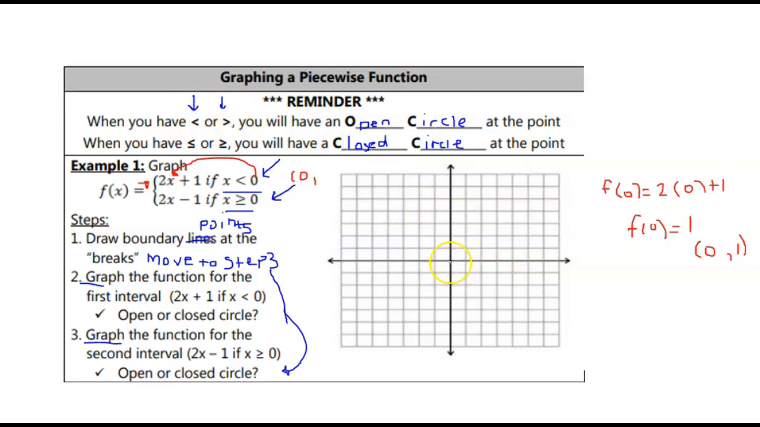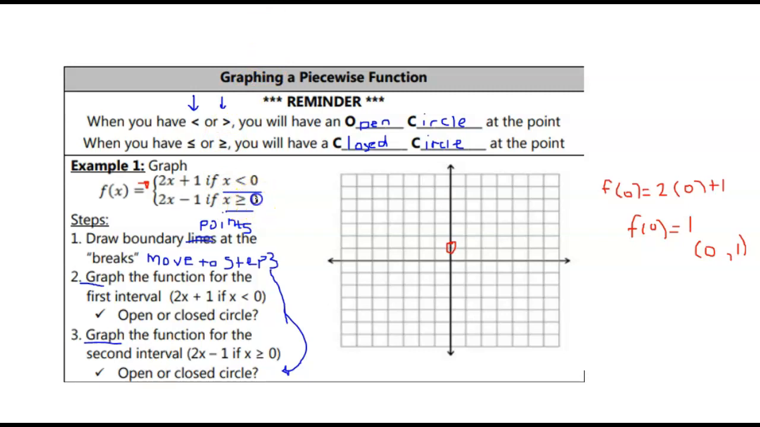So I'm going to go to 0, 1, and instead of putting a closed circle, I'm going to put an open circle right there at 0, 1. Now, I'll go back. I'm going to do my boundary point, and I'll use another color. Let me X this out. I'm going to do my boundary point again, but this time I'm going to do it when x is greater than or equal to 0.